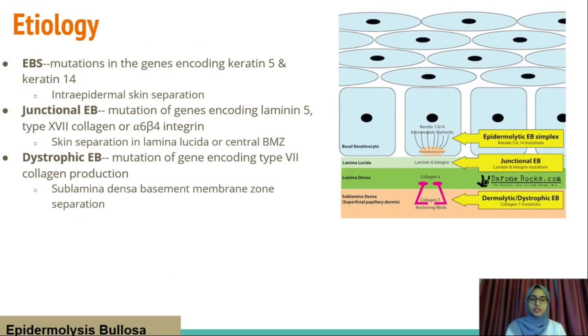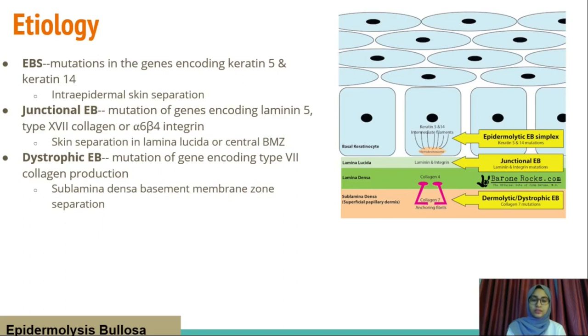The etiology of epidermolysis bullosa differs with each type. Epidermolysis bullosa simplex is caused by mutation in the genes encoding keratin 5 and keratin 14. Due to this, an intraepithelial skin separation is seen. The picture on the right will help you understand how mutations in the genes encoding keratin 5 and 14 cause intraepithelial blister formation.